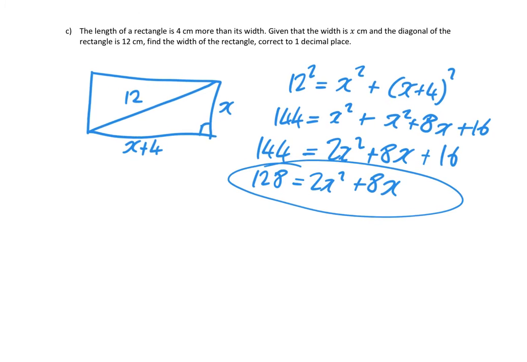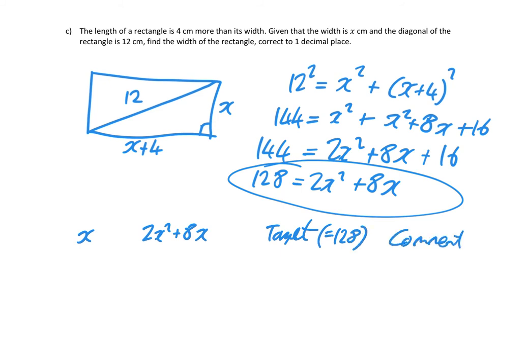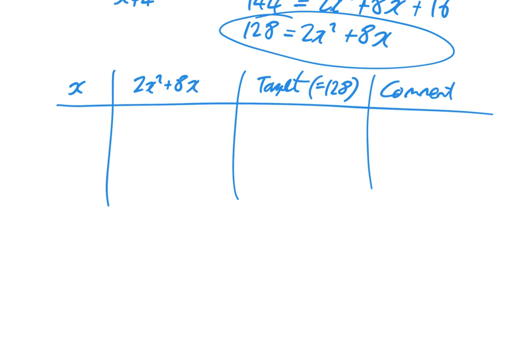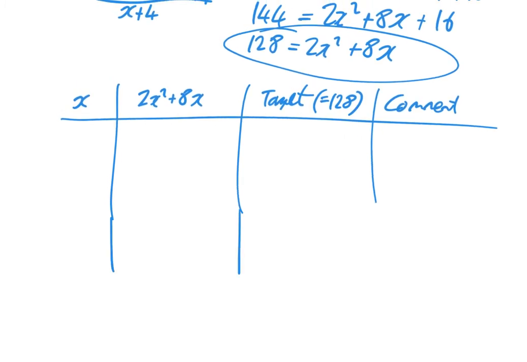So here we'll just set this up. We're going to have x, our test value. We're going to have then what we get when we do 2x squared plus 8x, and then remember our target. Our target then is equal to 128, and then we'll do our comment. So what we actually are deciding. So we will run through this. We can get rid of all that. We're now ready to go.